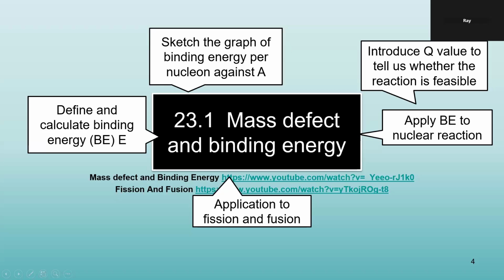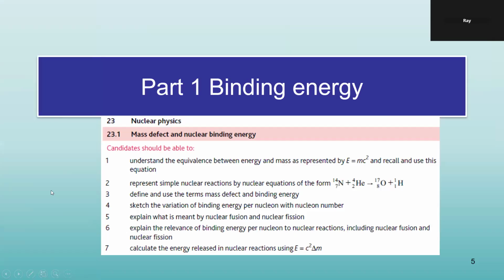Okay, that's what we are going to cover: define and calculate binding energy, sketch the graph of binding energy per nucleon, apply binding energy to nuclear reactions, introducing the Q value to tell us whether the reaction is possible, and application to fission and fusion. Okay, that's the syllabus. We won't go over it.